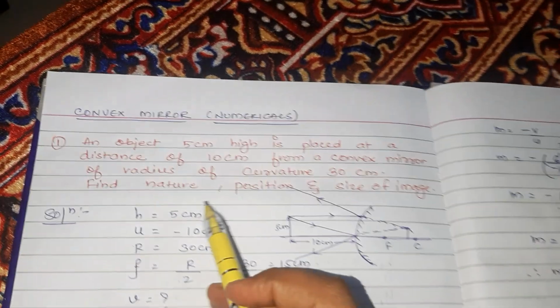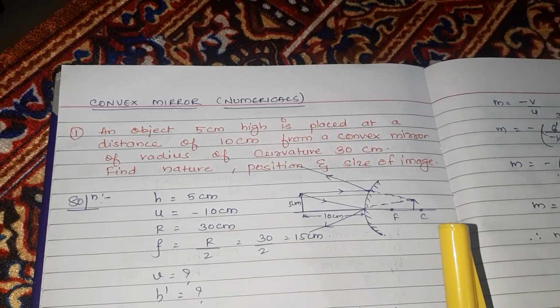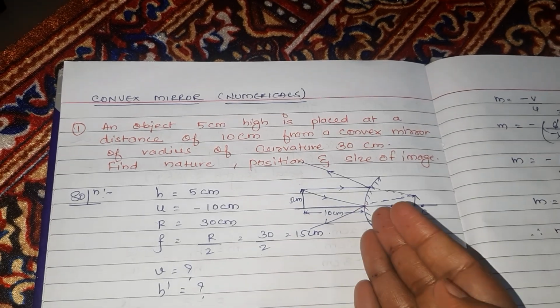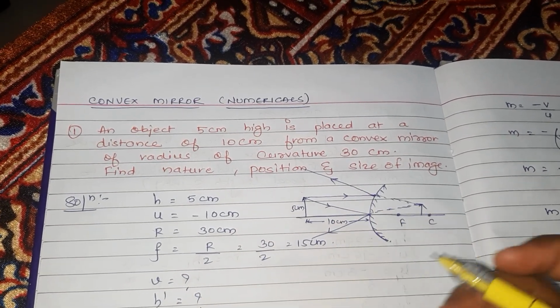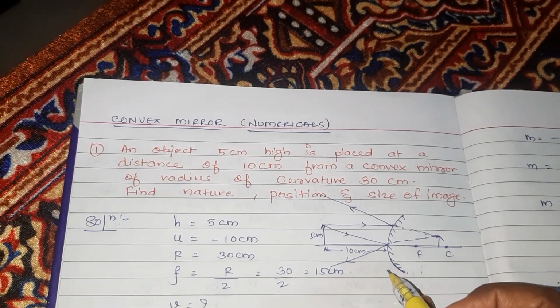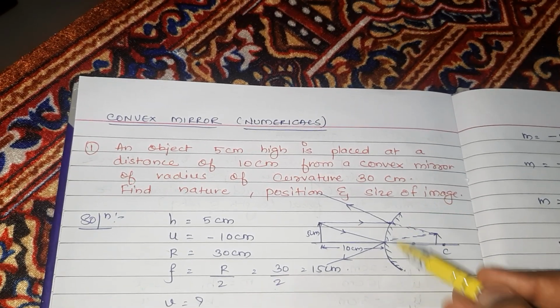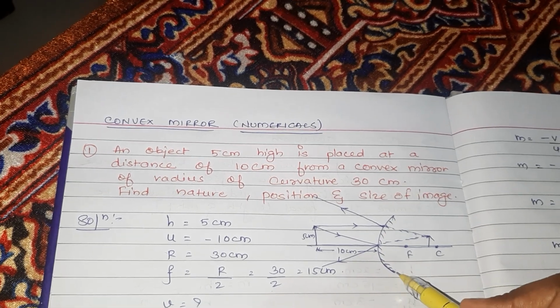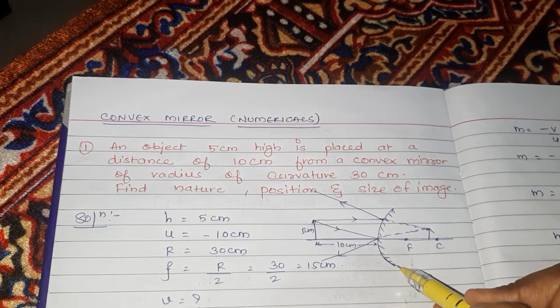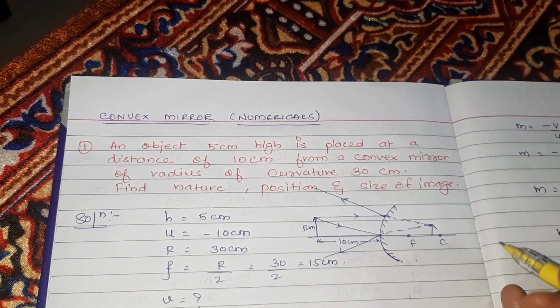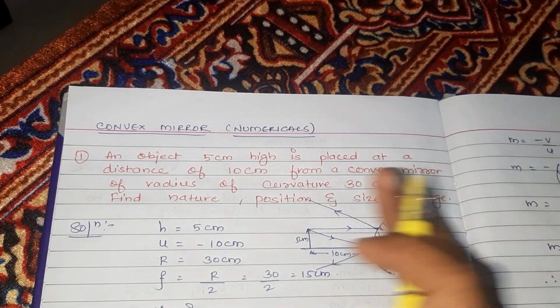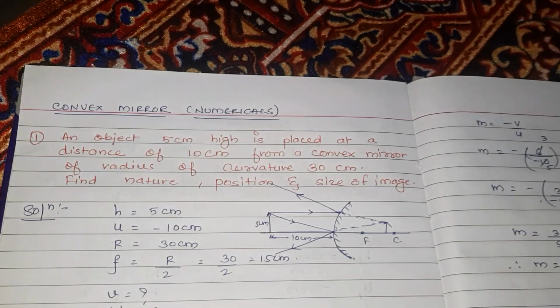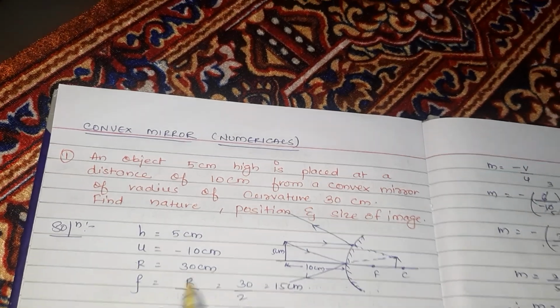See here, the question is given. In the same manner we solved the numericals based on concave mirror, we are going to solve the numericals based on convex mirror. Only the difference is that here the ray diagram will have a convex mirror, and whatever values you get will all be positive, whereas in the case of concave mirror you may get positive as well as negative values.